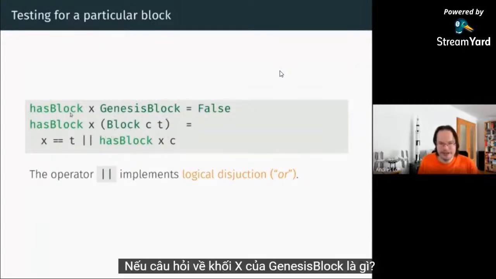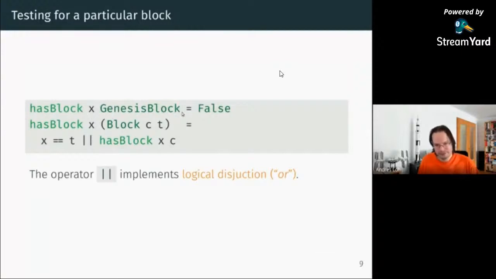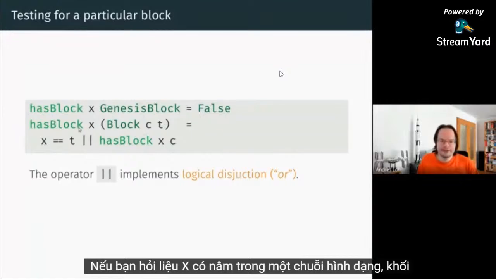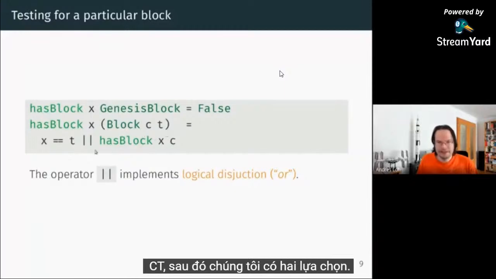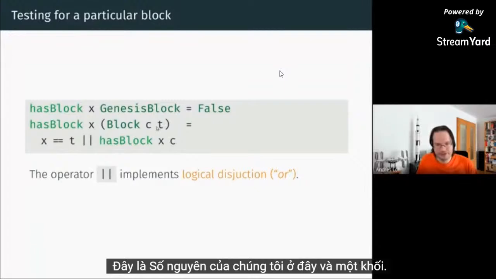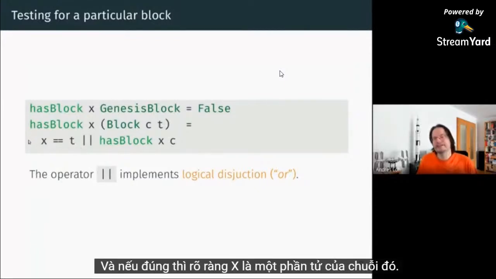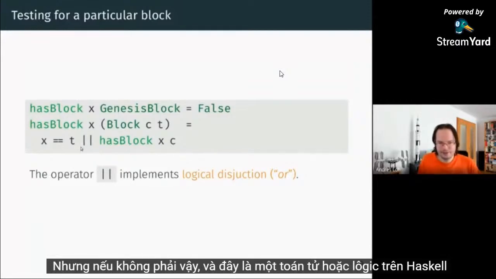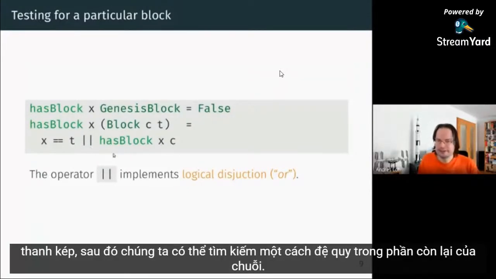If we ask what is hasBlock x of the Genesis block, the Genesis block contains no elements, right? It stands on its own. So if we ask whether x is contained in it, the answer is always no, false. If we ask whether x is contained in a chain of the shape block C t, then we have two options. Perhaps the x is equal to this integer t, right? This was our integer here in that block. And if it is, then clearly x is an element of that chain. But if that's not the case, and this is a logical OR operator in Haskell, double bar, then we can recursively look in the rest of the chain.